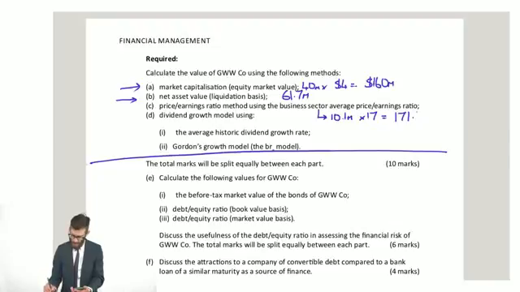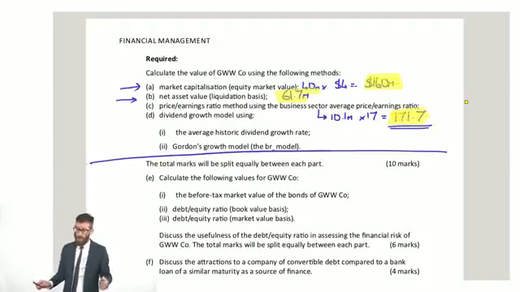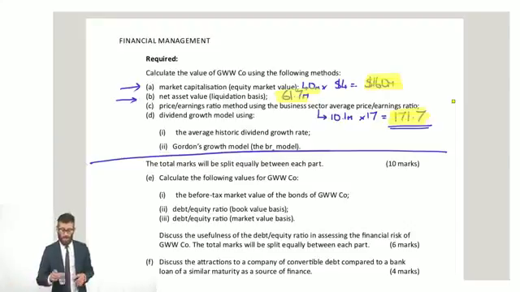Yes, 171.7. So the business is currently trading at 160. The realizable value of the assets is 61.7. And the price earnings ratio suggests the company is worth slightly more than its market capitalization at 171.7.